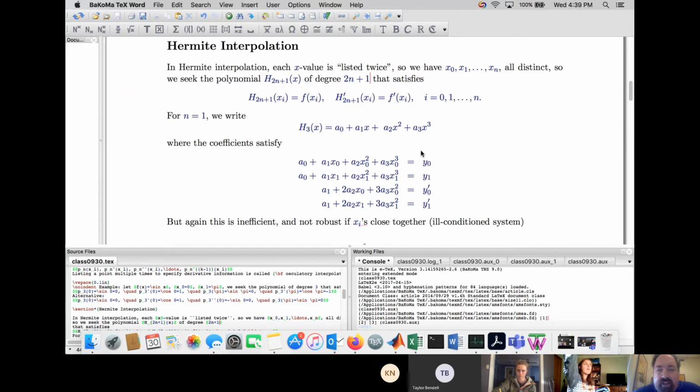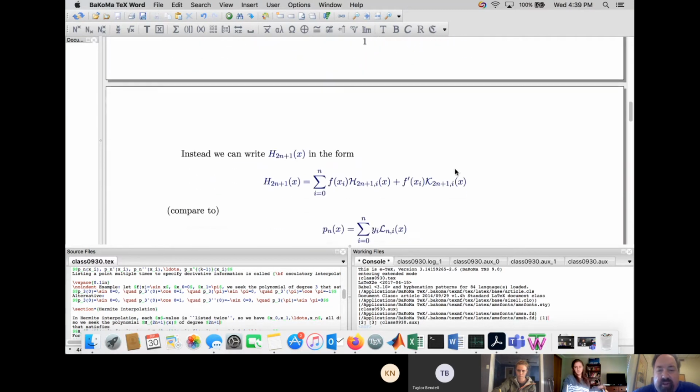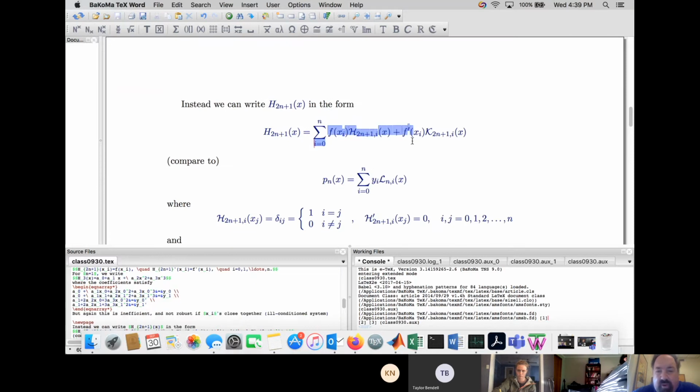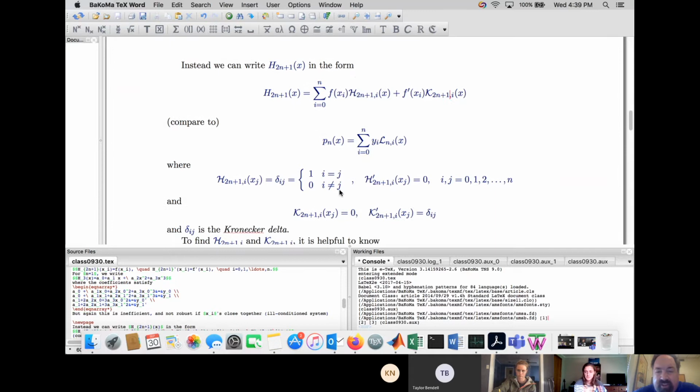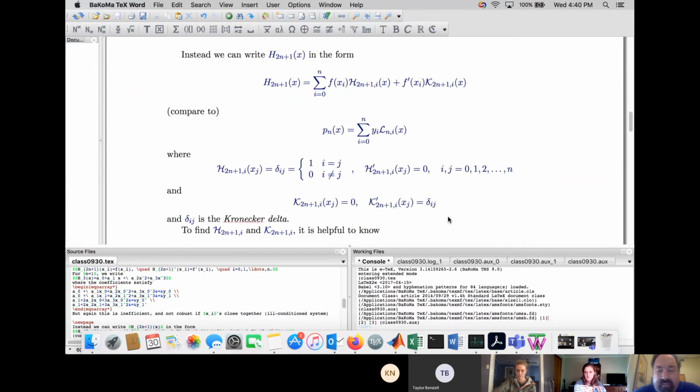And the Hermite polynomial can be written in this Lagrange-like form. So you have your function values and your derivative values multiplied with these polynomials, the h's and the k's, that satisfy these conditions. For the h's, it's a Lagrange polynomial at the x values, but its derivative is 0 at all of those points. So we have extra conditions. The k's are 0 at all the interpolation points, but the derivatives are Lagrange-like, meaning they're equal to 0 at all of them except 1, where it's equal to 1.